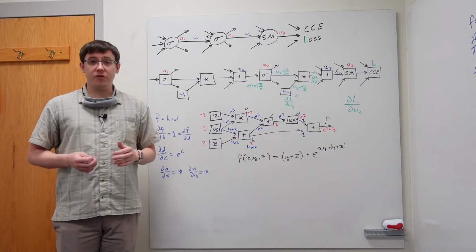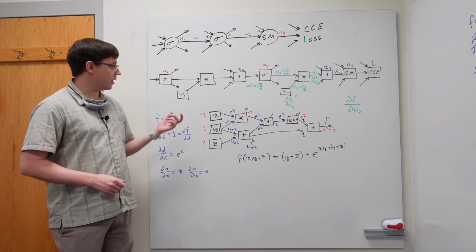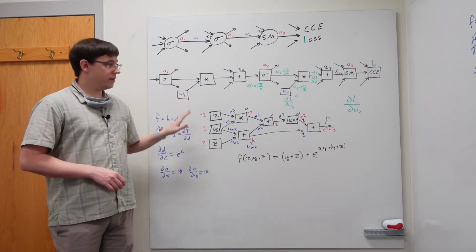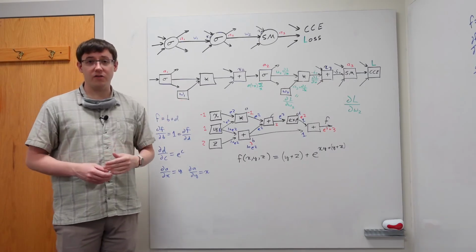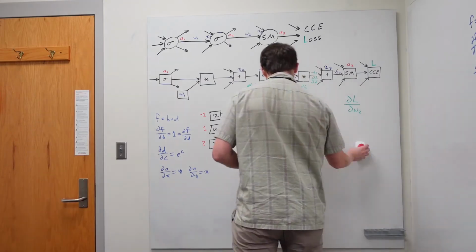But where computational graphs really become valuable is if we think not just in terms of scalar variables, but in terms of variables, nodes in the computational graph, that correspond to vectors, matrices, or even tensors.